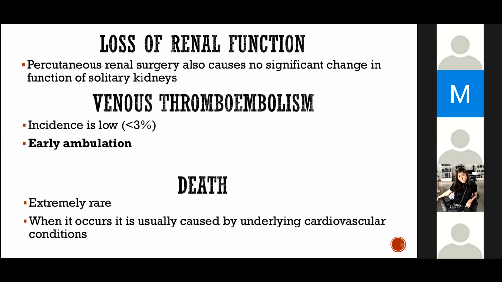Loss of renal function. Percutaneous renal surgery causes no significant change in function of solitary kidneys. Loss of renal function is also attributed to iatrogenic causes, for example, selective angioembolization which is not selective enough, causing ischemia and necrosis of the renal units. Venous thromboembolism, the incidence is low, less than 3%. Still, early ambulation is used to prevent it. It is extremely rare, and when it occurs, it is usually caused by underlying cardiovascular conditions.